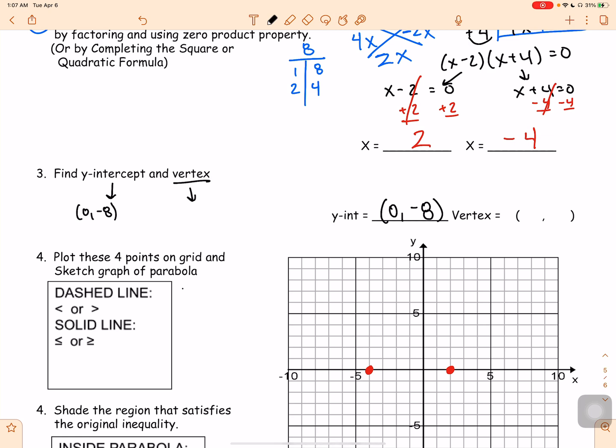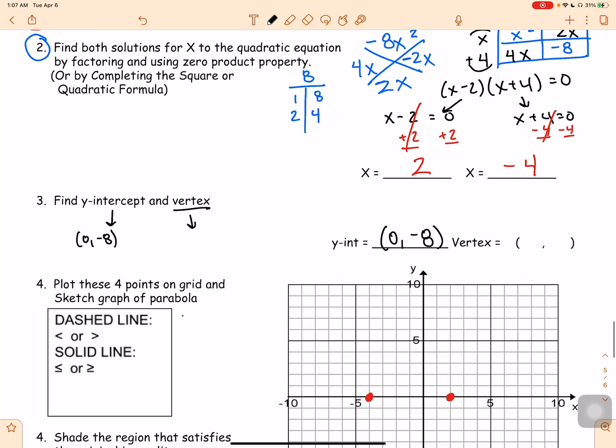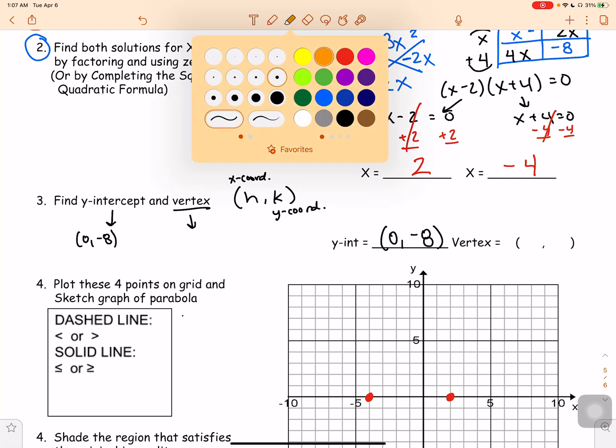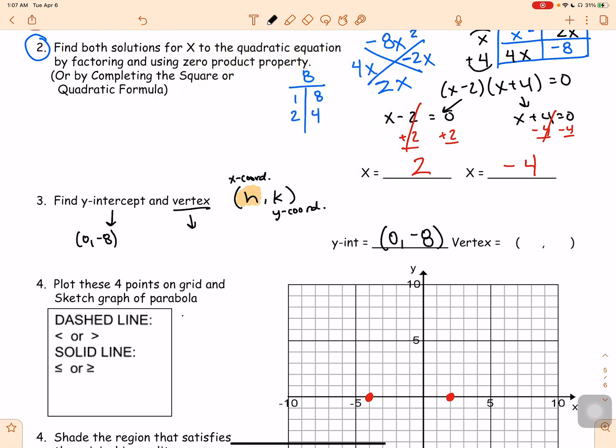The vertex is right in between our x-intercepts. So our vertex is usually h, k. Now this is the x-coordinate, and the k is the y-coordinate. Now, to find the h, what you can do is take the x-intercepts and add them together, and then divide them by 2. You will get the x-coordinate of the vertex, because the vertex is right in the middle of the x-intercepts.